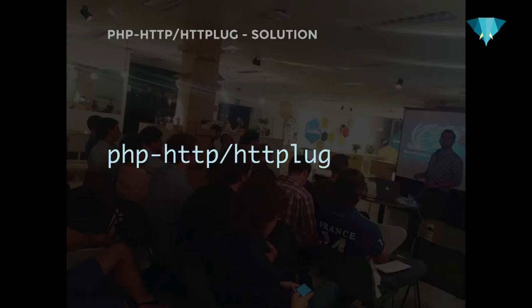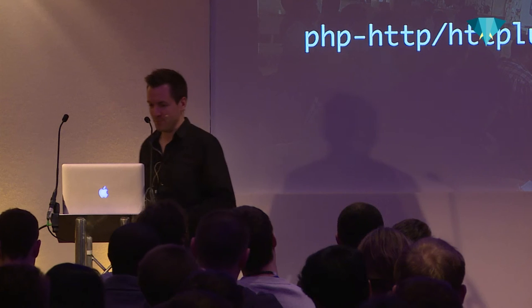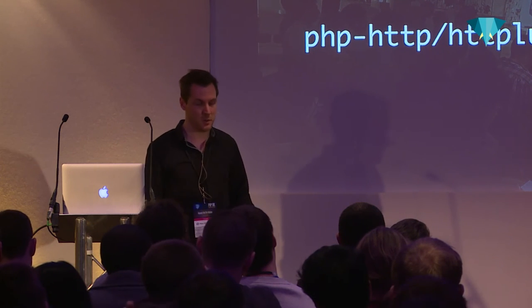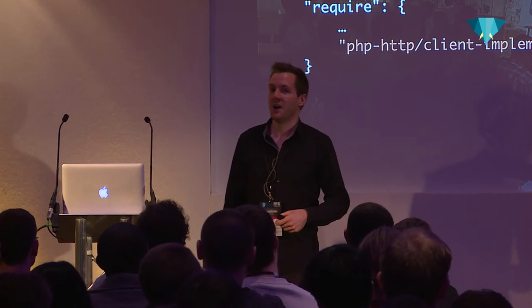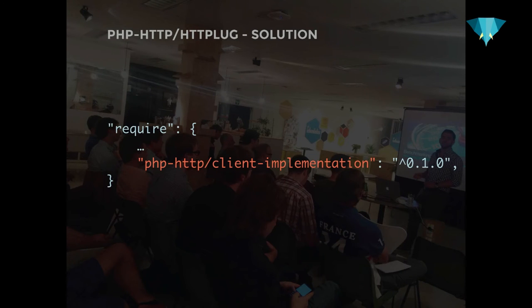It's called php-http/httplug. A lot of HTTP, it's hard to pronounce. So php-http/httplug. Cool. What do we do if we're writing an SDK? We should edit our composer.json file manually, and we should add to the require block a php-http/client-implementation, recognize the "-implementation" suffix.